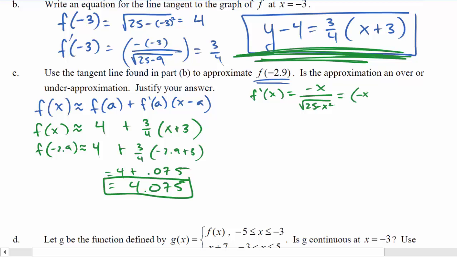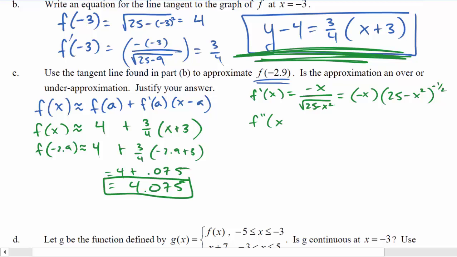I'm going to write negative x times 25 minus x squared to the negative 1/2, simply so I can use the product rule instead of using the quotient rule. Sometimes it helps, sometimes it doesn't. This is my preference.